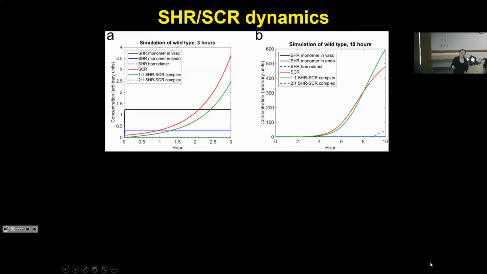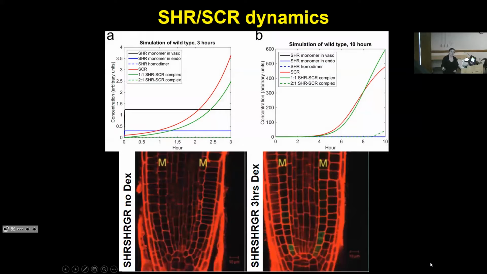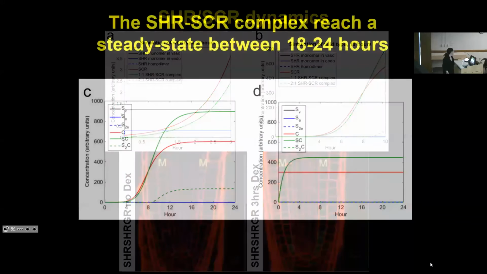What you can learn here is that as soon as scarecrow is produced, it is sequestered by short root, and you have the formation of a short root-scarecrow one-to-one protein complex. Only with time, at about 9 hours, do we start to see the two-to-one scarecrow-short root complex form. So we practically validated this mathematical model by using a short root inducible system where we put a scarecrow transcriptional line. After we induce short root, like in the mathematical model simulation, at about 3 hours we start to see scarecrow expression, and that fits very well.